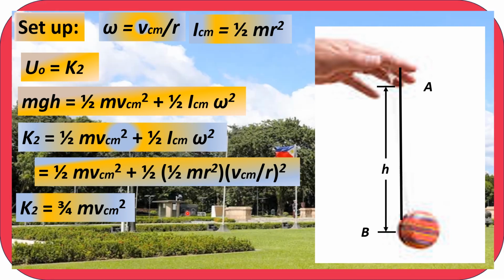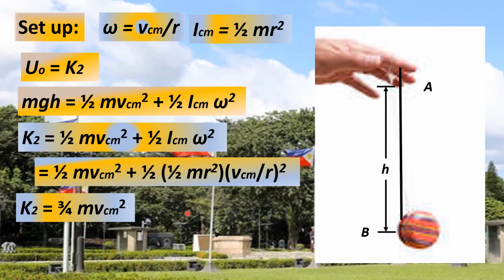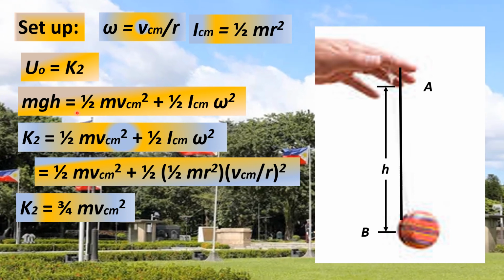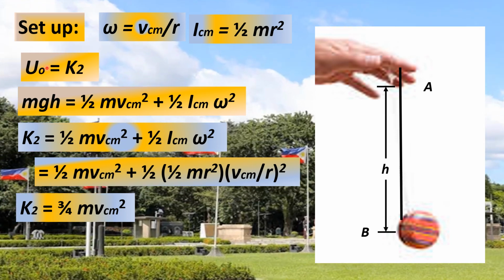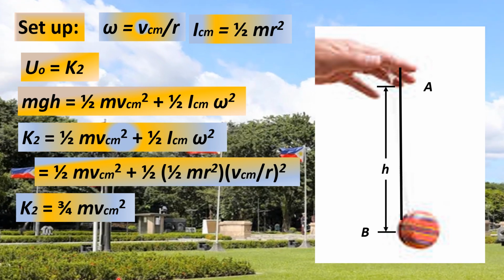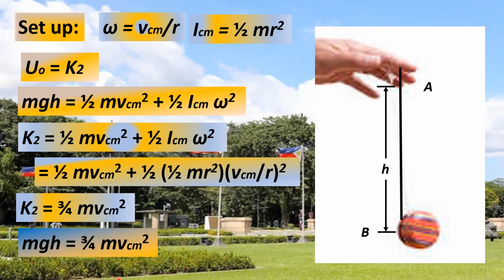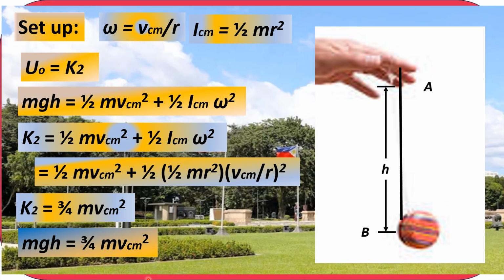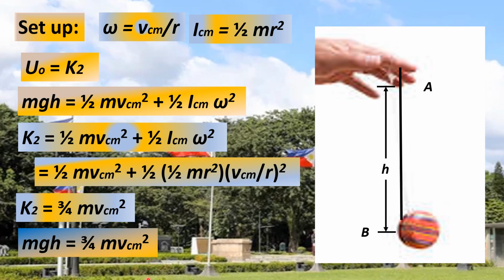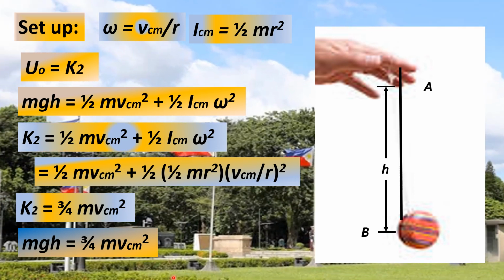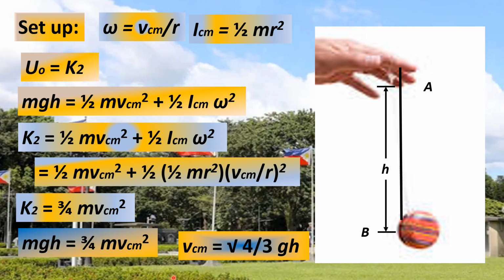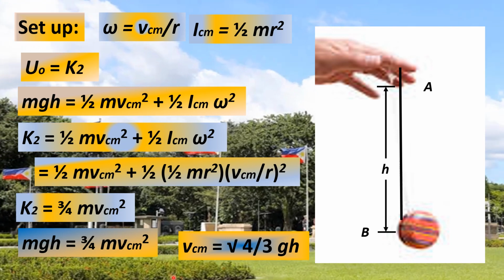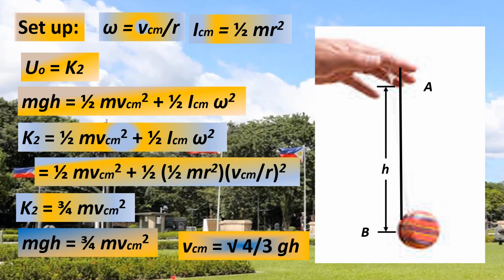And since our target variable is v sub cm, we can isolate v sub cm, but we have to equate this to U naught, or mgh. So mgh is just equal to 3/4 the mass times the square of v sub cm. And isolating v sub cm, we now come up with the working formula for v sub cm, and that is just equal to the square root of 4/3 multiplied by gh.